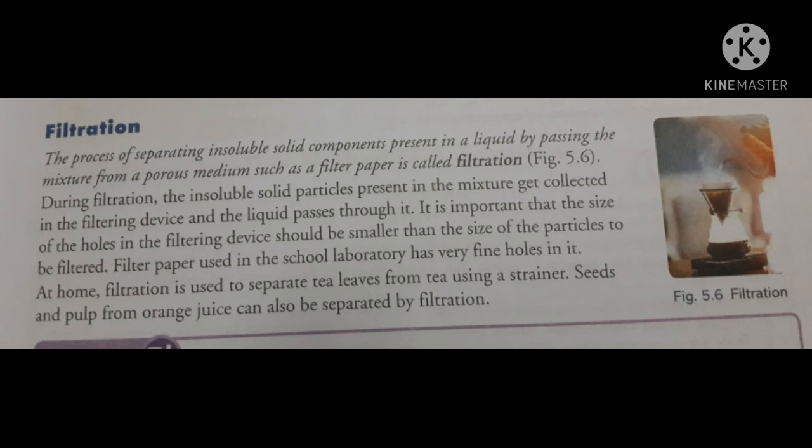At home, filtration is used to separate tea leaves from the tea using a strainer. Seeds and pulp from orange juice can also be separated by the filtration process.